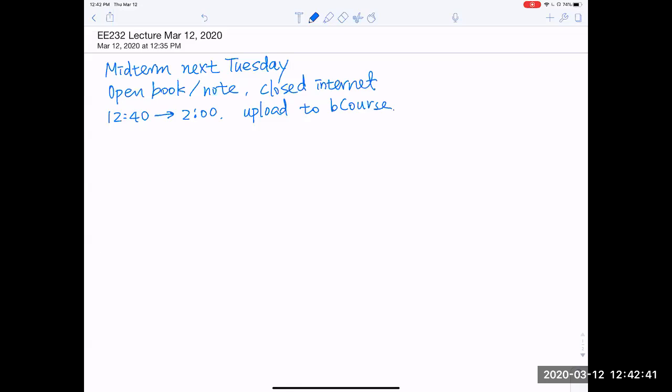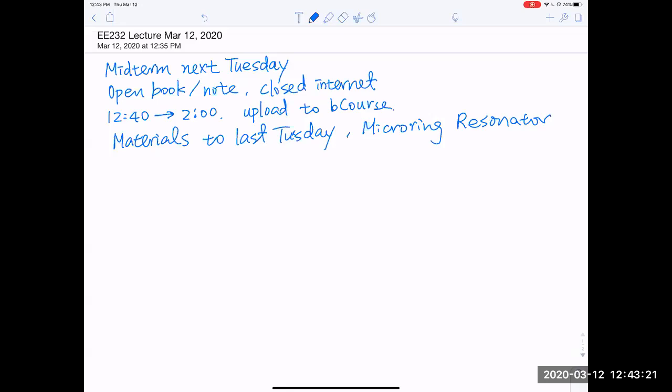Okay, there is a question: what contents will be covered in the midterm? The midterm will cover basically from week 1 to last Tuesday. So materials will be all the way to last Tuesday, up to the micro ring resonator.